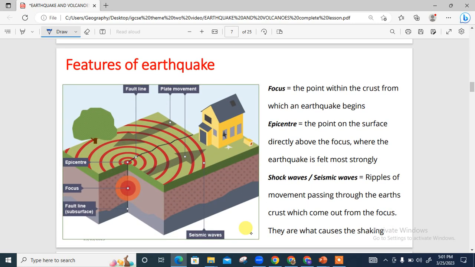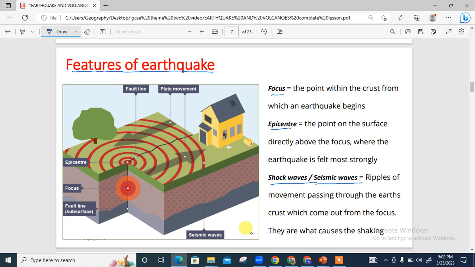Now, let's look at features of an earthquake. Your syllabus expects you to be able to identify the focus, the epicenter, the shock waves and seismic waves attached to the structure of an earthquake. So the focus of an earthquake, if you look at the diagram, sometimes a diagram will be given to you to identify these positions on the diagrams.